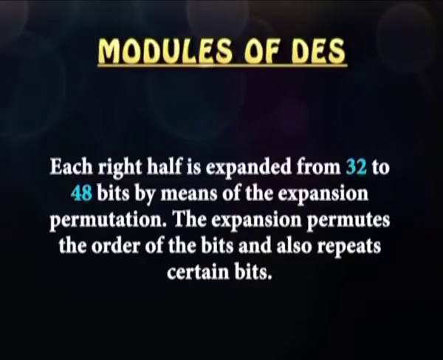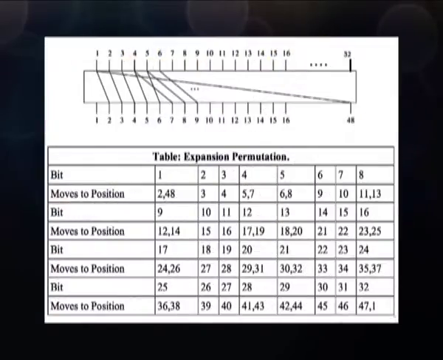Each right half is expanded from 32 to 48 bits by means of the expansion permutation. The expansion permutes the order of the bits and also repeats certain bits. The expansion permutation is defined in the table. For each 4-bit block, the first and the fourth bits are duplicated, while the second and the third are used only once. This table shows the output position to which the input bit moves.